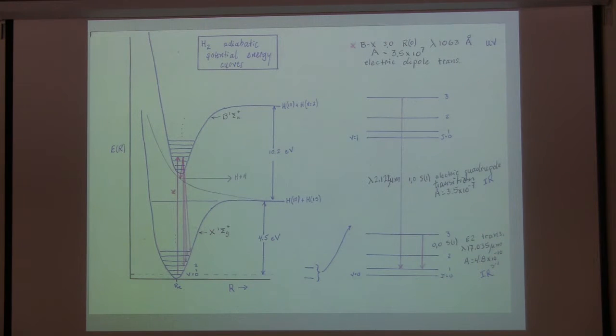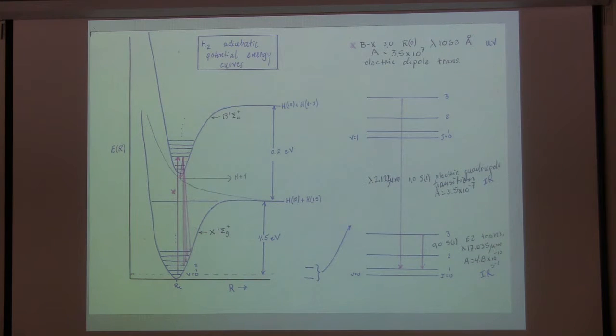But let me talk with reference to adiabatic potential energy curves. Fortunately, I have an audience of chemists, so I don't have to explain what those mean. But we can describe the electronic states of a simple molecule like H2 in terms of these potential energy curves, potential energy versus internuclear distance.